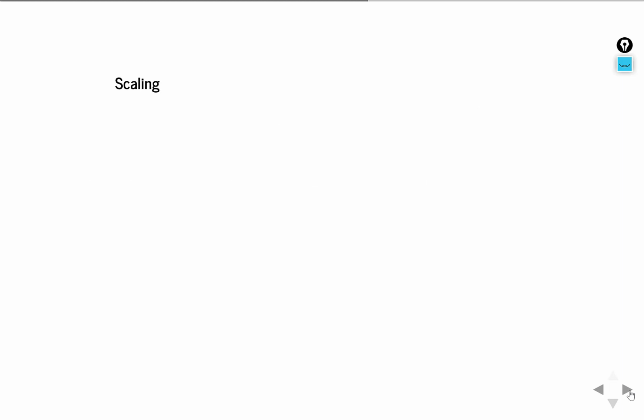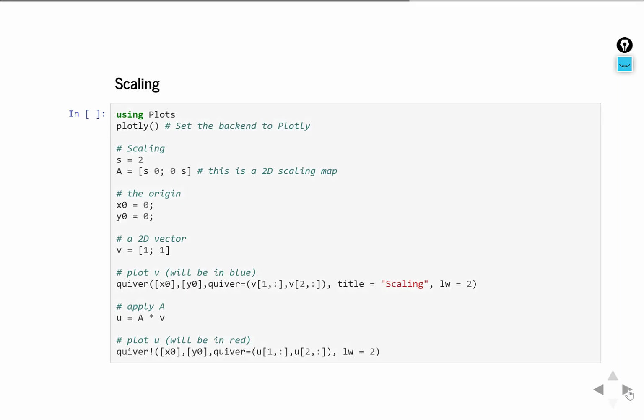Now we're going to look into some examples of linear transformation. First, the scaling. We define a scaling matrix here, which uses a scaling factor S. You can see it's a diagonal matrix with S on its diagonal. And this is supposed to make any 2 by 2 vector 2 times bigger. We define the origin.